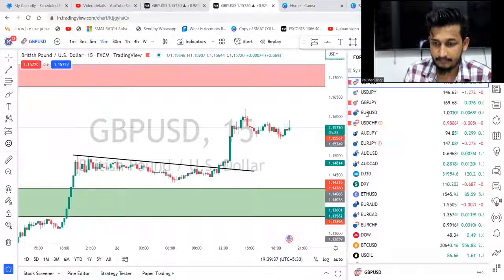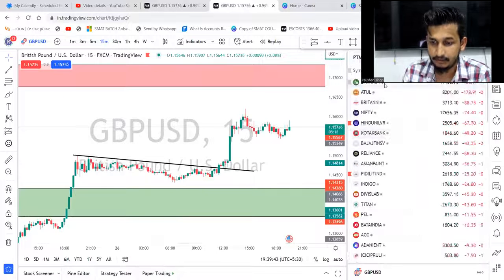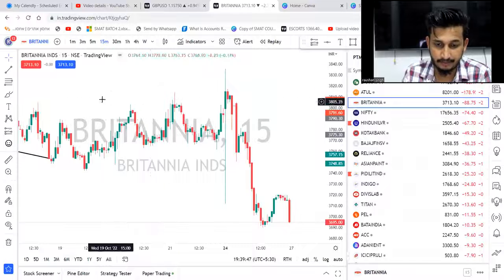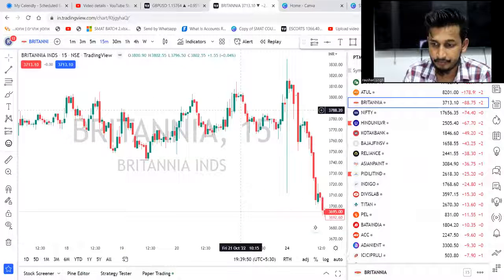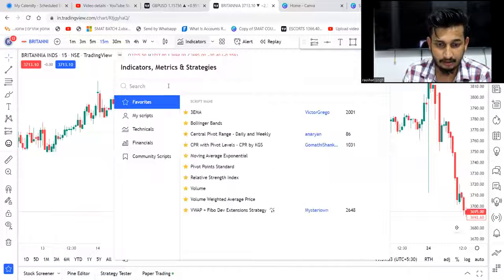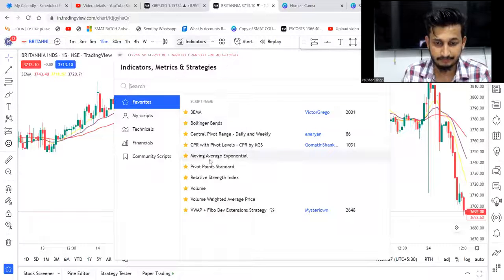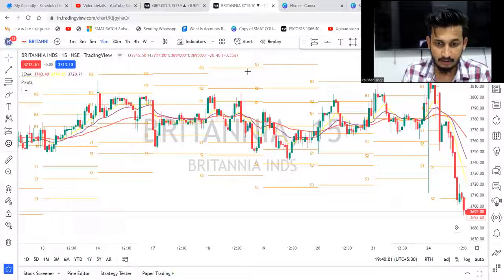And let's fill out all the details what we have already. Okay, let's go for Britannia or any of the stocks. We can go for it. First thing is that let's delete everything. We will have our 3 EMA indicators and pivot points. That's it. We need to change the settings of this one.